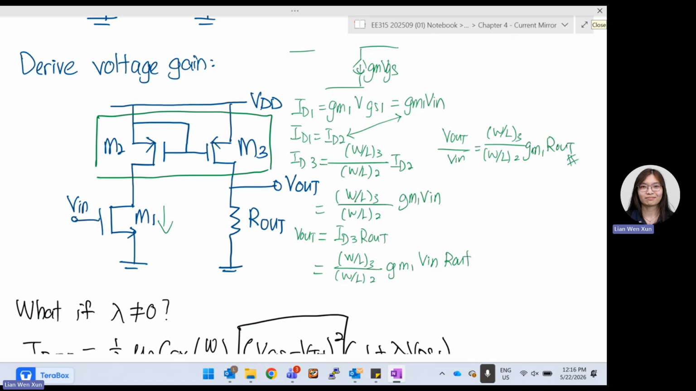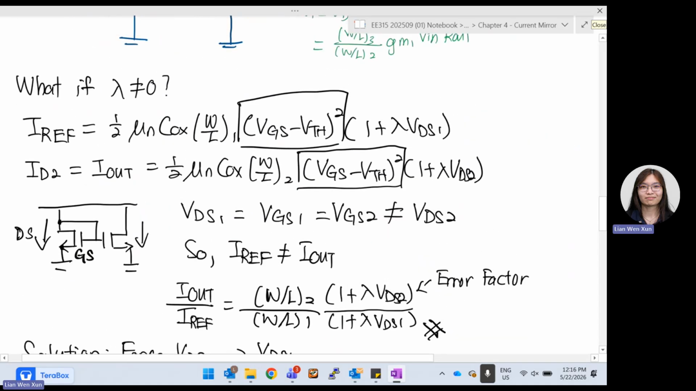Okay, so what if lambda is not equal to 0? Lambda as in channel length modulation. So when there's channel length modulation, our equation does not just stop here. If we need to include channel length modulation, we have to multiply by 1 plus lambda VDS. So in that case, ID2 also needs to be multiplied by 1 plus lambda VDS2.